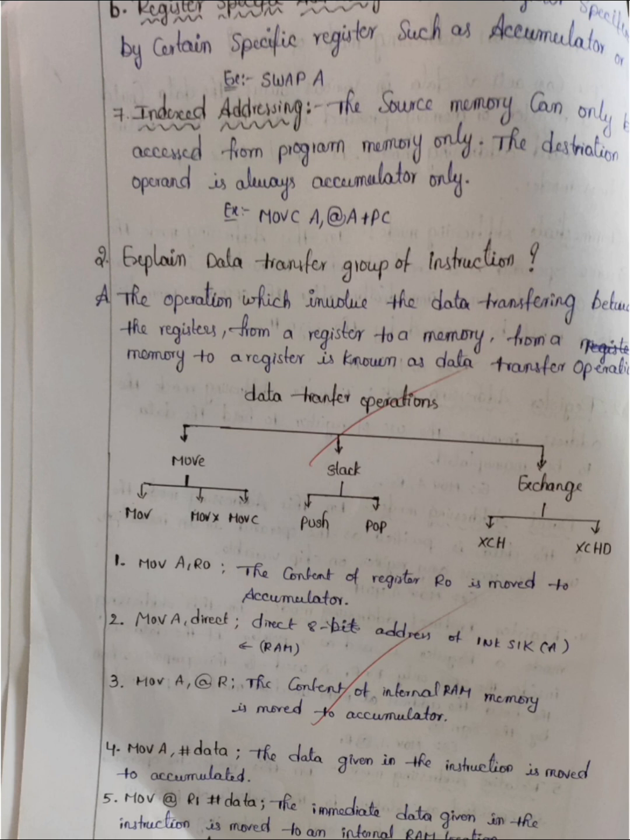MOV A, #data: the data given in the instruction is moved to the accumulator. Fifth, MOV @R1, #data: the immediate data given in the instruction is moved to an internal RAM location. Sixth one, MOVC A, @A+PC: internal ROM or program memory is copied to the accumulator.